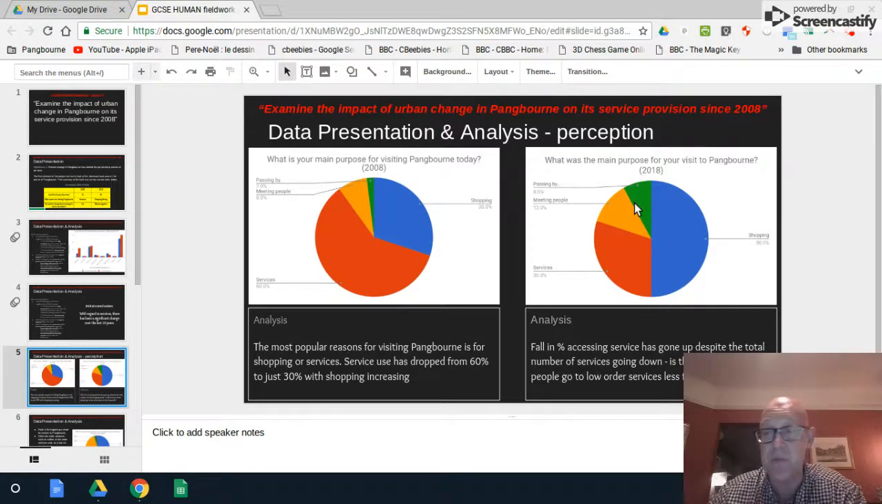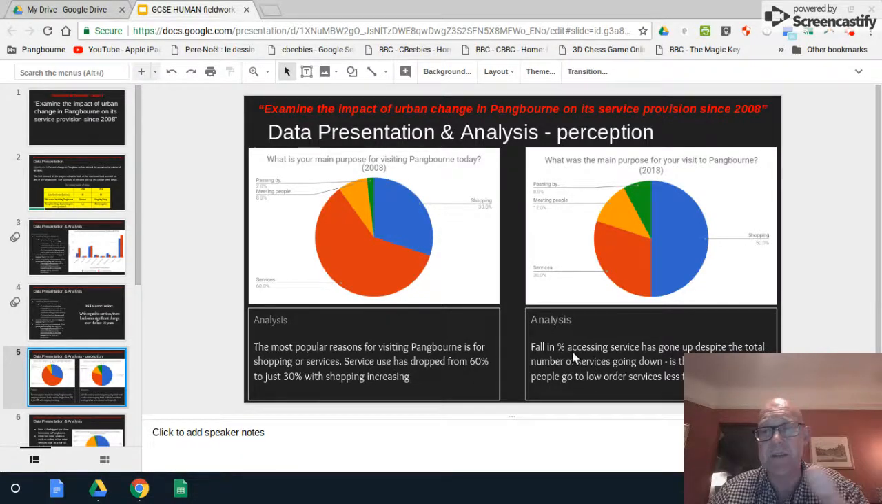Anything about meeting people? Interesting that meeting people is increased. Perhaps, of course, that's one of the functions of the cafe. Again, simple explanations for each of these. What does it say under here? Most popular reason for visiting Pangbourne is for shopping and services. Service use has dropped from 60% to just 30%.